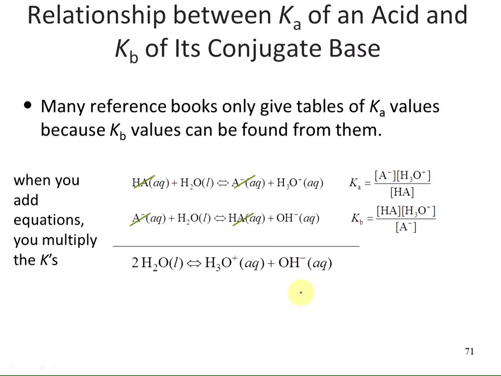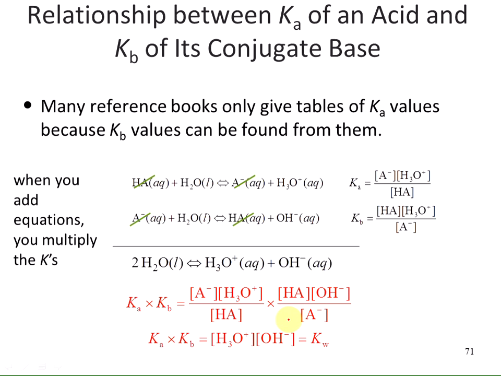And we know that the K for that expression is the Kw, which is the products over reactants. Notice we have no mixtures on the reactant side, so the water is pure, so it doesn't show up in our mass action equation. So the Kw equals the H plus concentration times the OH minus concentration. So the Ka times the Kb equals the Kw. This is why tables in books typically only list the Ka, because if you know the Ka and the Kw, you can calculate the Kb.